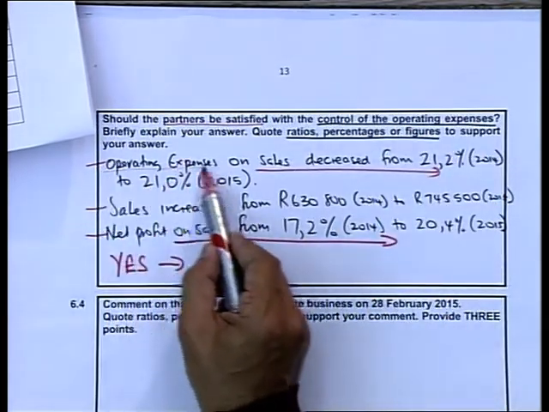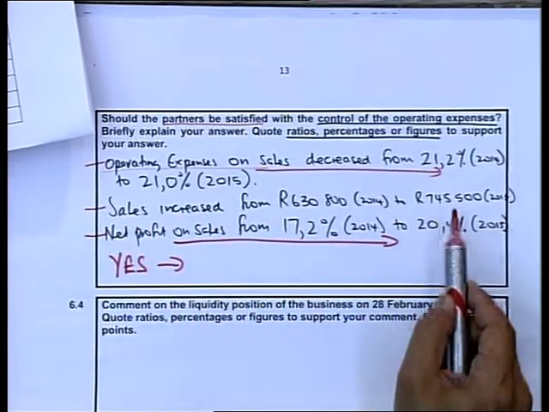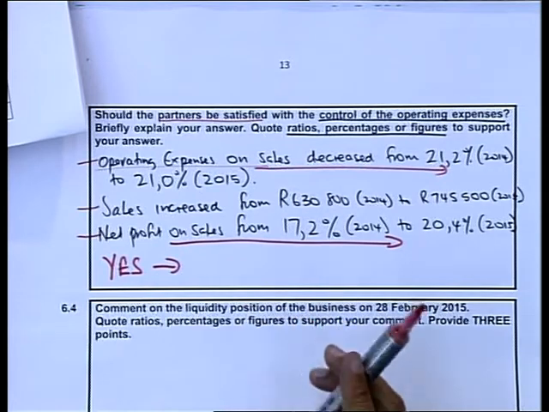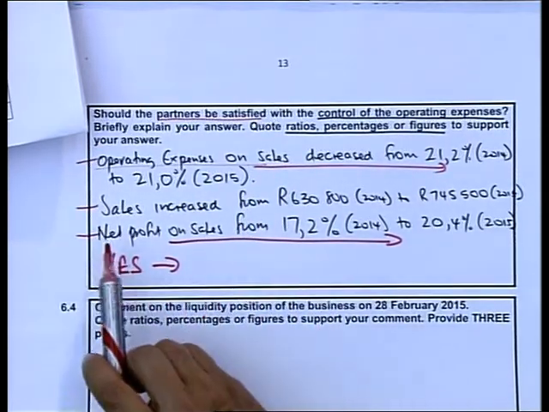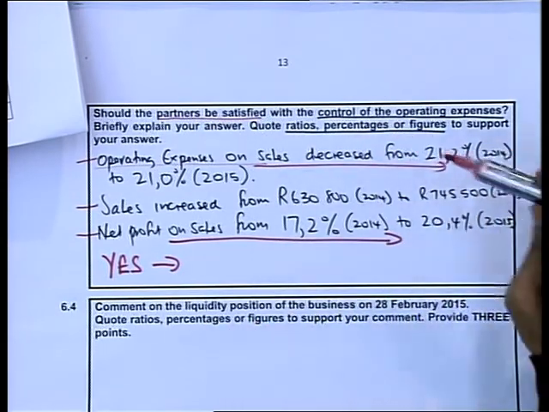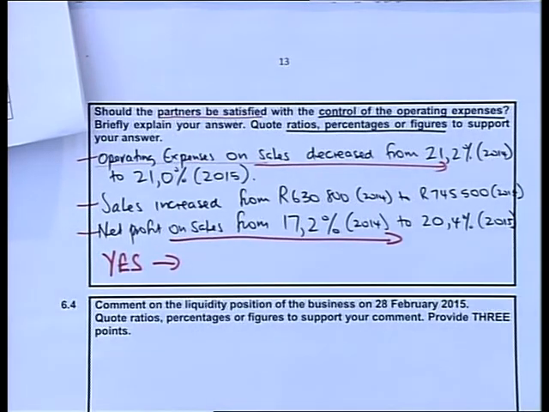Okay. Just again, operating expenses. So you're looking for operating expenses on sales. Okay. Your sales increased, right? Remember that was a slight decrease, which is good. Net profit on sales, that also increased. Why? Because the operating expenses was less, okay? The partners will be satisfied with that one, okay?